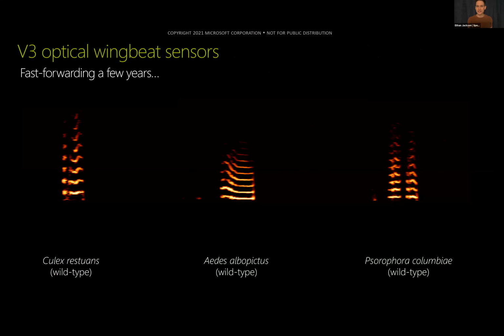Now, just fast forwarding a few years ahead, I'm not going to talk about our new device designs here, but I'll just give you a sense of what our V3 optical wing beat sensors look like now. So this is what these sensors will detect in real time to make those putative IDs and to make those sort of autonomous decisions. These are spectrograms. Here you see a wild-type Culex restruens, wild-type Aedes albopictus, and a wild-type Sphaerophora columbiae. So today we build up this library by bringing wild-type species to Microsoft, and then we start to build up the spectrogram so we can train our machine learning systems ahead of time before we deploy systems back into the environment.